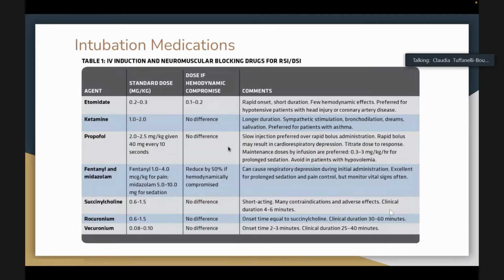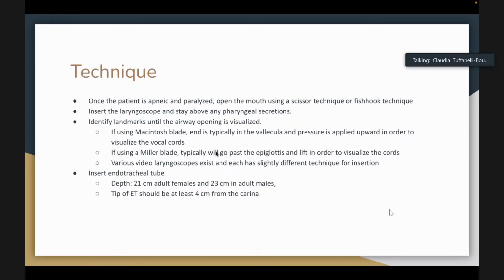Do note that rocuronium takes longer. So if you're going to intubate the patient with rocuronium, make sure you wait a little extra time, about 60 seconds, before you do the intubation. And it lasts quite a bit longer, which is why we don't use it as much in neurological stuff. It can last as long as an hour.